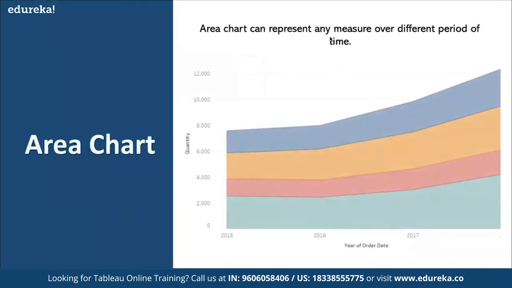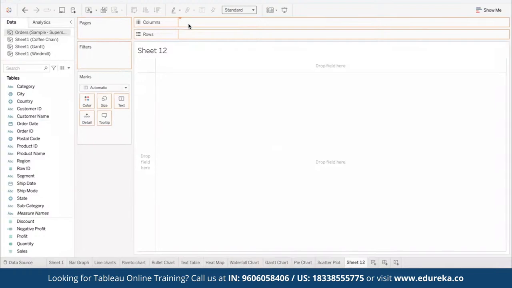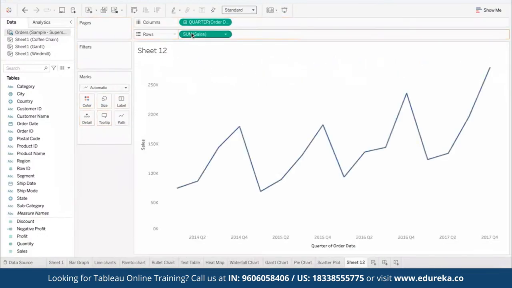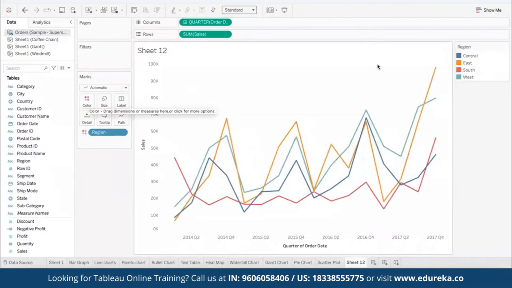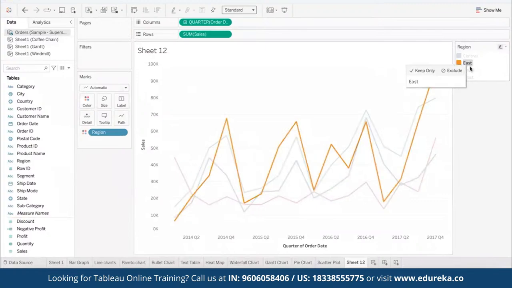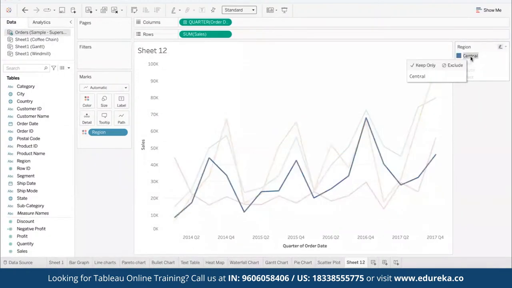Area chart. It is also like a line chart. It is used to show the performance over a period of time. But we stack the areas one on top of the other. So we take the performance of each one and stack it one on top of the other. So let's say across different quarters, I want to see the sales of this business. So quarterly sales we can see here. Now if I break it down by region, what will happen? You can see the lines for each region. Central region's performance you can see. East region's performance can be seen there, south, and we can see west. How are they performing?